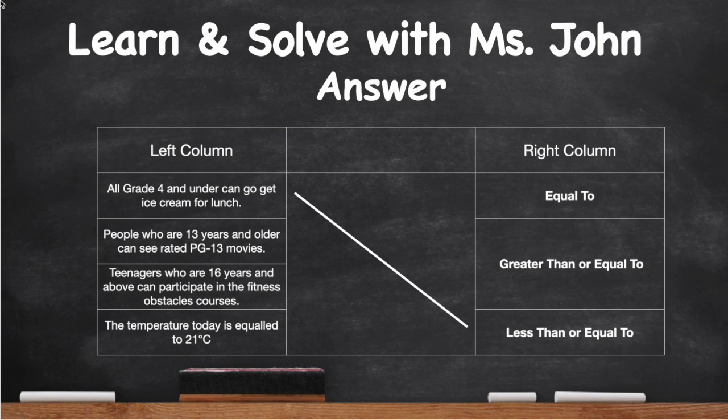People who are 13 years and older can see related PG movies. So 13 and older being greater, equal to would be the answer. Teenagers who are 16 years and above can participate in fitness obstacle courses. So they have to be older than 15, so that's also representing greater than and equal to. The temperature today is equal to 21 degrees Celsius, so that is representing equal to.